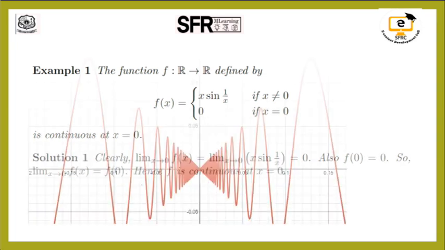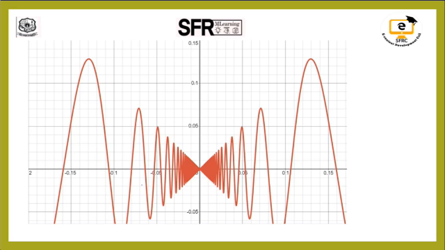If we analyze this function graphically, this is the graph of the function. At the point 0 our function value is 0, and if we approach the point 0 in the domain from the right hand side, the graph converges to the image 0. If we approach the point 0 from the left hand side also, the graph converges to 0. Thus from the figure itself we can say that the function is continuous at 0.